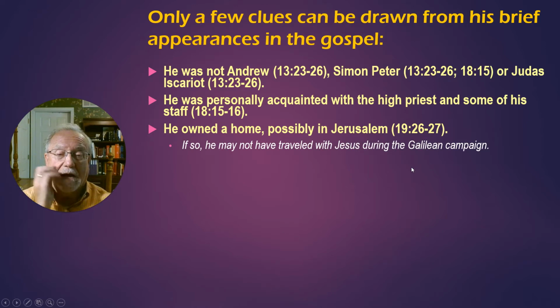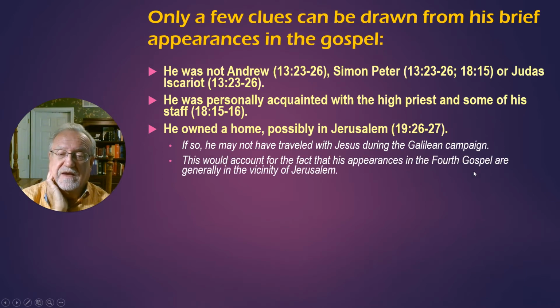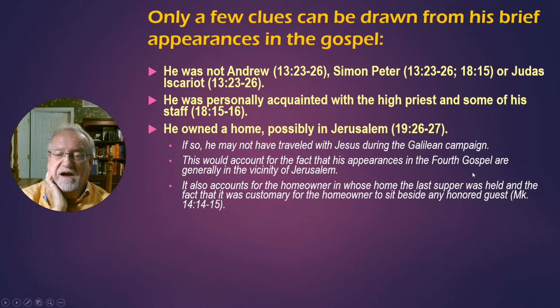So if that is true, then he may not have traveled with Jesus during the Galilean ministry, which was in the north. That would account for the fact that many of the stories that happen in the Gospel of John happen in Jerusalem. So it also might account for the idea that the homeowner in whose home Jesus held the Last Supper with the disciples may have actually been the beloved disciple.